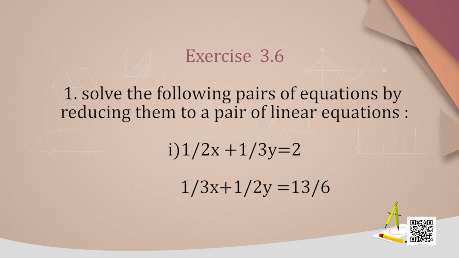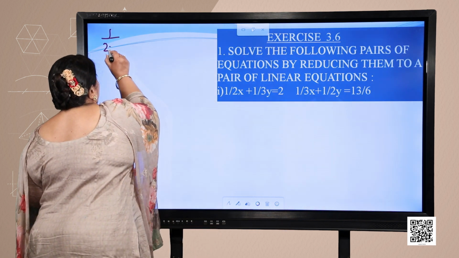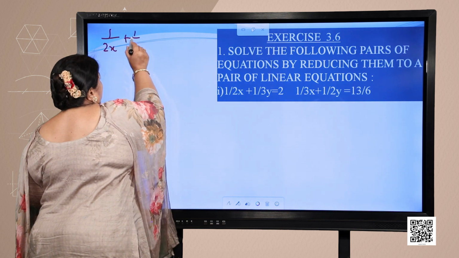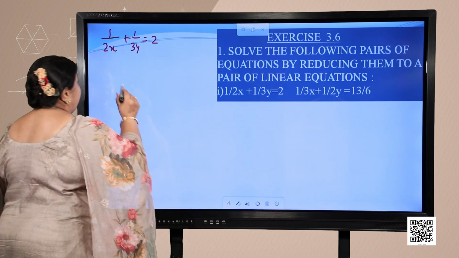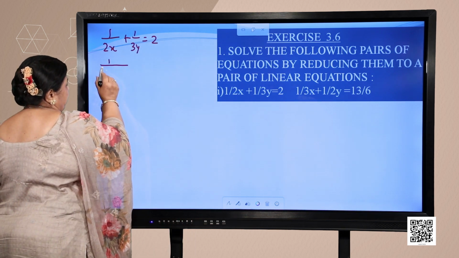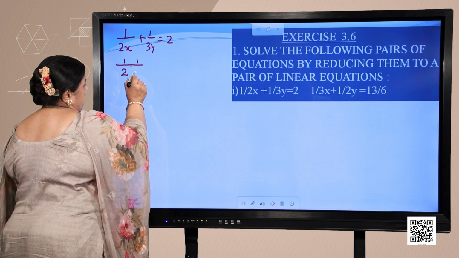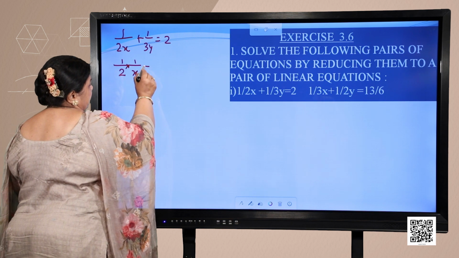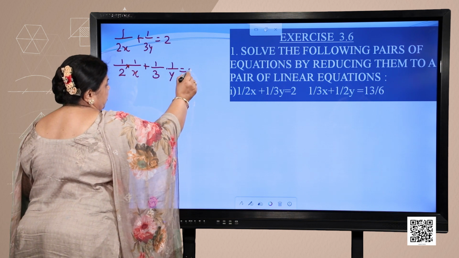The equations are 1 upon 2x plus 1 upon 3y is equal to 2, and 1 upon 3x plus 1 upon 2y is equal to 13 upon 6. So, let us take down the equations, 1 upon 2x plus 1 upon 3y is equal to 2. Just we will rewrite these equations. Observe carefully. I can write this as 1 upon 2 into 1 upon x plus 1 upon 3 into 1 upon y is equal to 2.